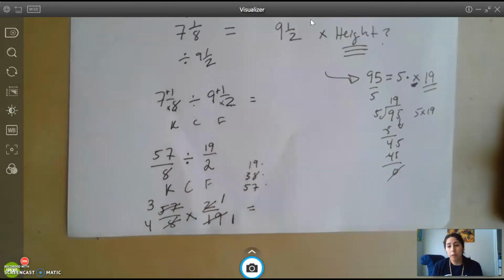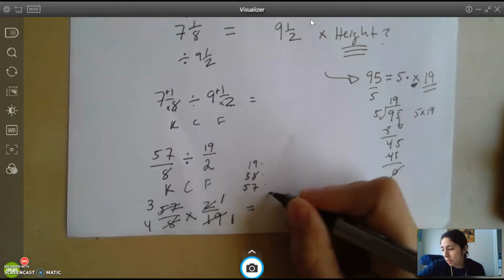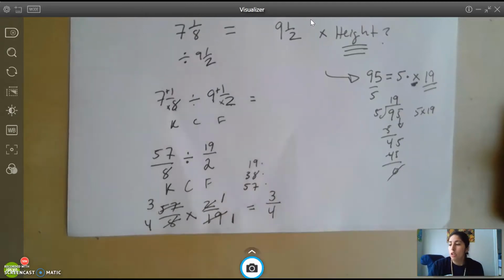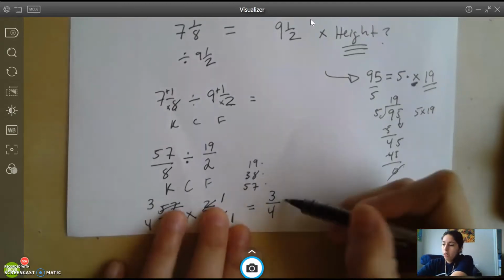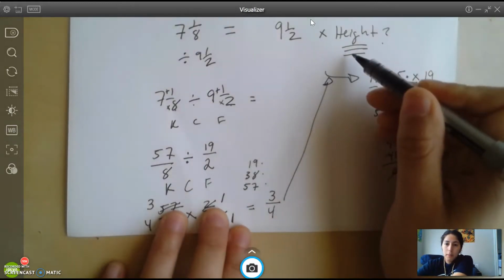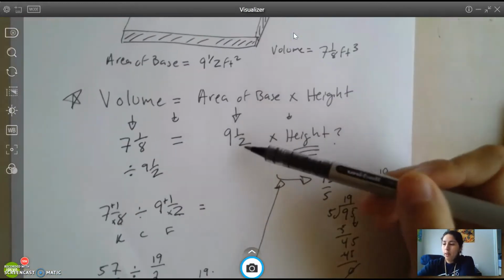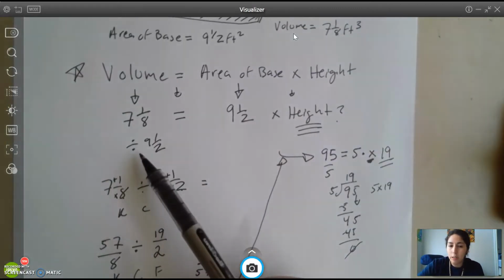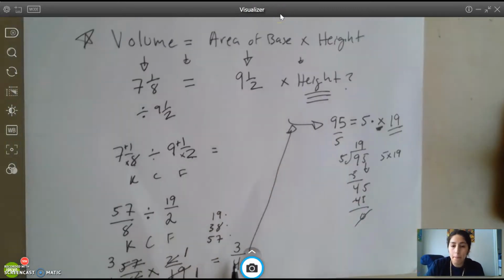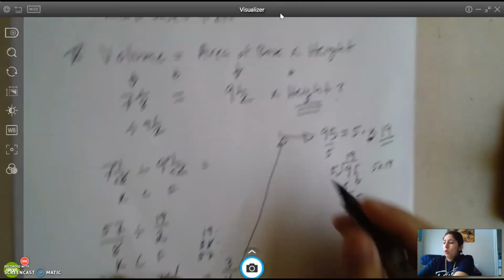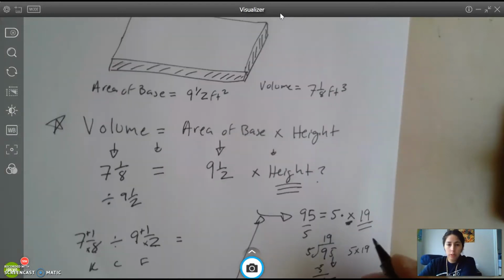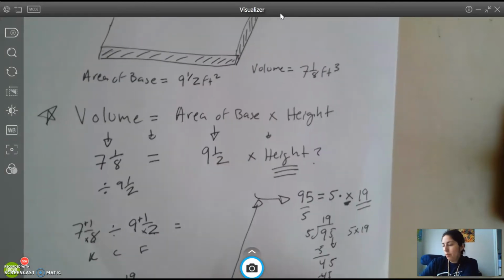Now that I've worked smart, not hard, I'm going to go ahead and multiply across, numerator times numerator, and denominator times denominator. So I have my answer for my height. So what number times 9.5 gives me 7 and 1/8? I figured that out using division, and I got my answer of 3/4. So I can say my height is 3/4. What unit was I using? Feet? Feet.